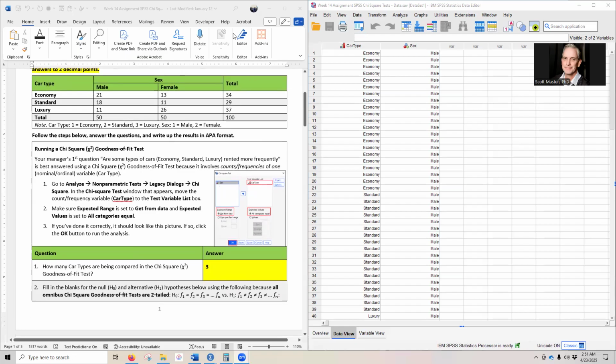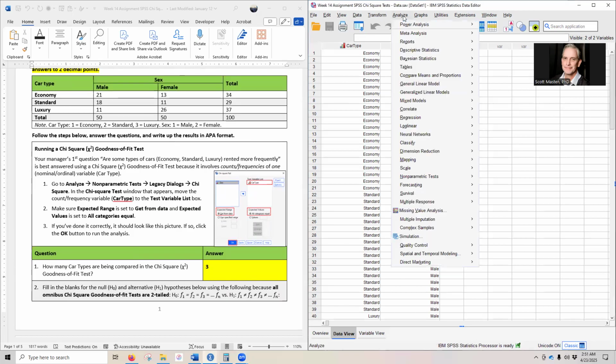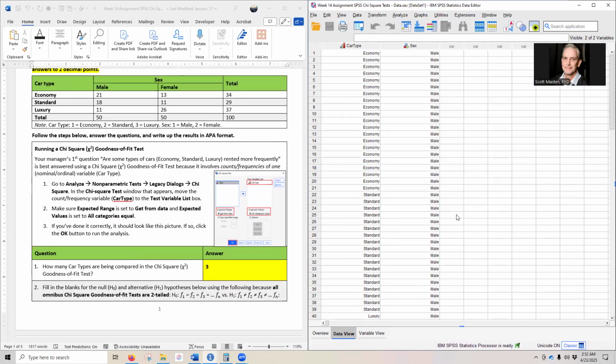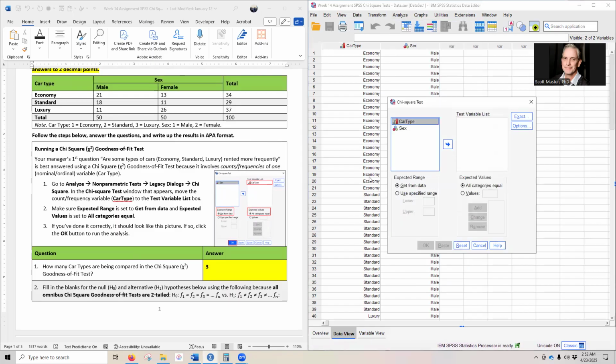Now, to do this, we're going to do a chi-square goodness of fit test. That's under Analyze, non-parametric tests, down to Legacy Dialogues, and then chi-square. And when this opens, we simply need to put car type over in the box on the right. We then need to tell it, hey, where should it get the range? What is the expected range? Get it from data or expected values, all categories being equal.